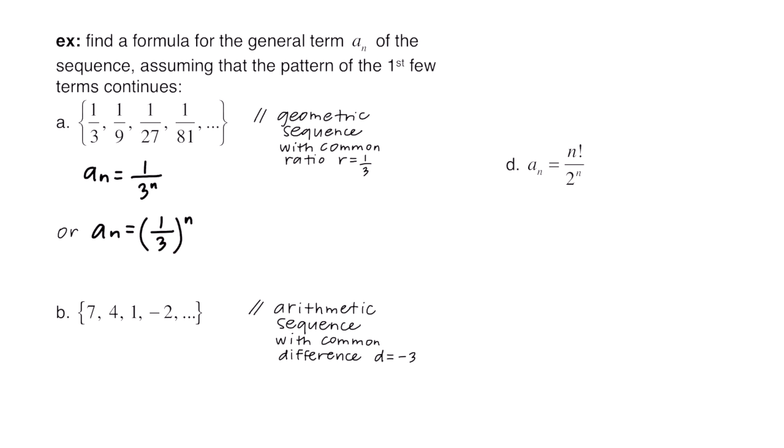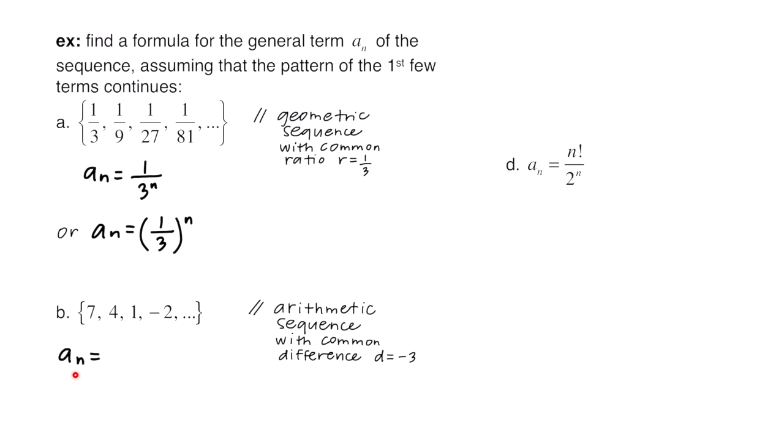For part B, we have the sequence 7, 4, 1, -2. This is an arithmetic sequence, and the common difference is -3. So what you do is you start with the first term and you add a -3, and that gives you the next term. Add -3 again, that gives you the next term. So again, that works for an arithmetic sequence.